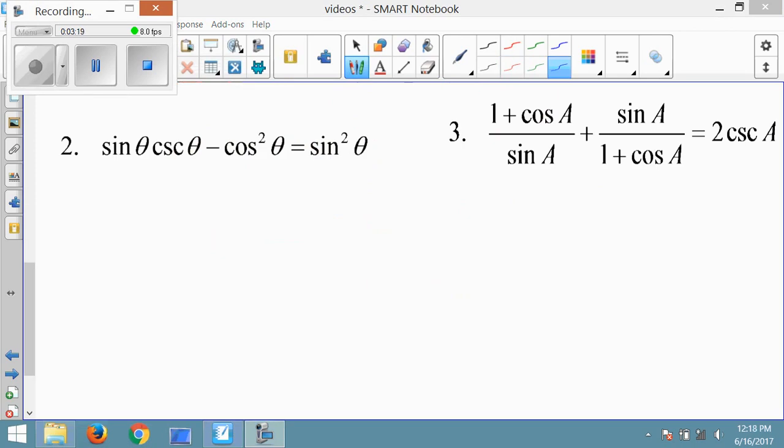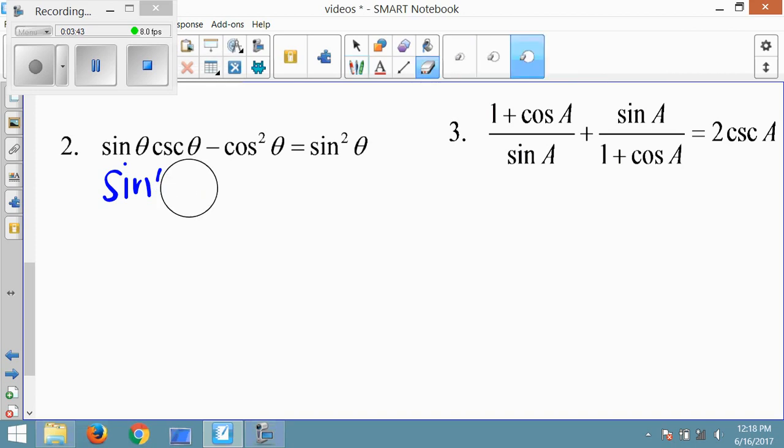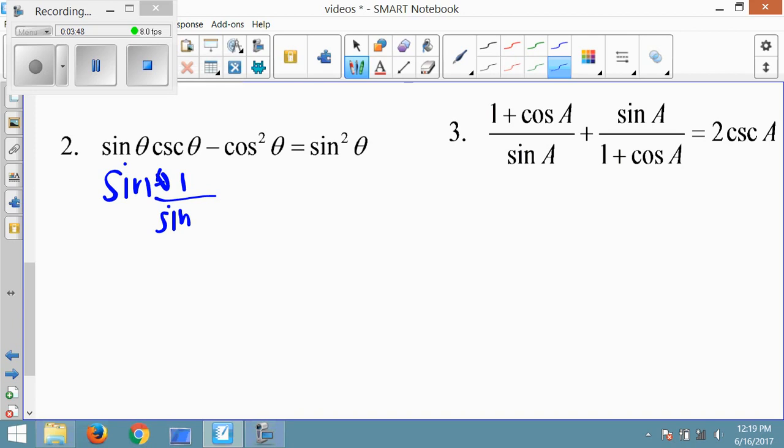Okay, we're going to do a couple of these. They are oftentimes what people don't like the most. I am looking at this first problem, and the left-hand side is definitely more complicated. And I notice that I have cosecant of theta, and cosecant of theta is 1 over the sine of theta. So I'm going to make that change.